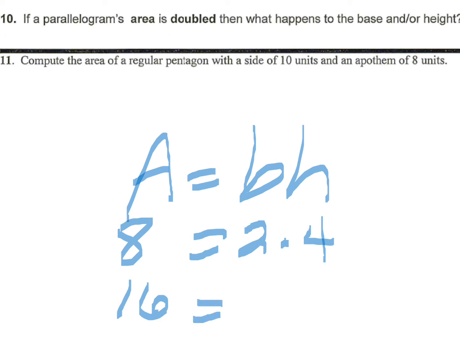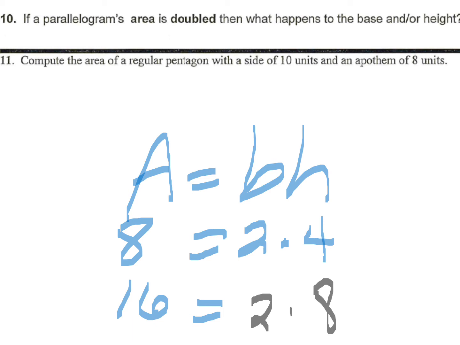If I double both, look here, double the 2, that gives me 4. Double that, give me 8. 4 times 8 is 16? No. You only double one of them. 4 times 4. That works. Or, if I double the 4, I get 8, leave the 2 alone. Okay, just double one, not both of them. Alright.